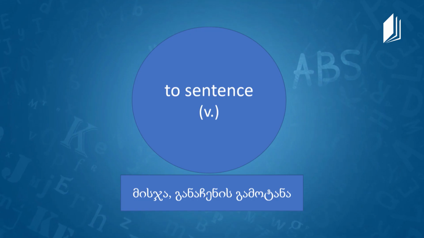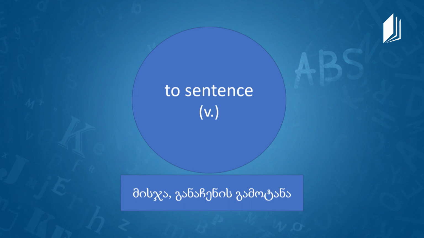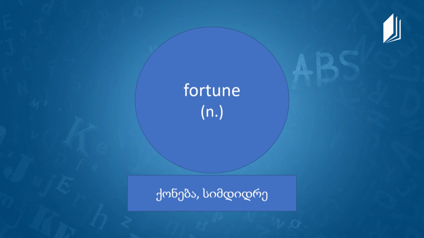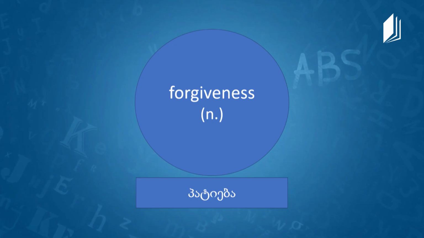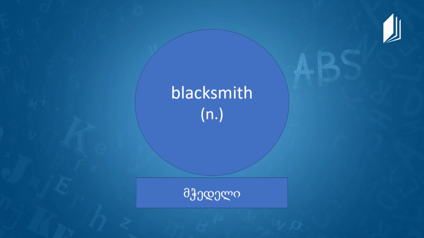To pronounce sentence, judgment upon, or to condemn or to punish a criminal. Our next word is fortune. Fortune, the noun, fortune. Great wealth, a lot of money, and property and that kind of thing. Our next word is forgiveness. Forgiveness, a good word. Willingness to forgive, to let something go which has been bothering you. And the last word, it's a person, it's a noun, a blacksmith. A blacksmith, a person who works with iron.